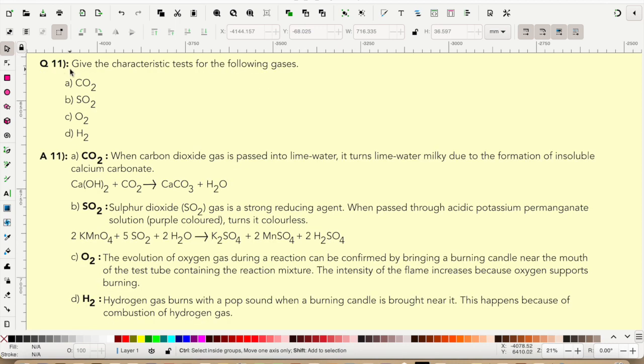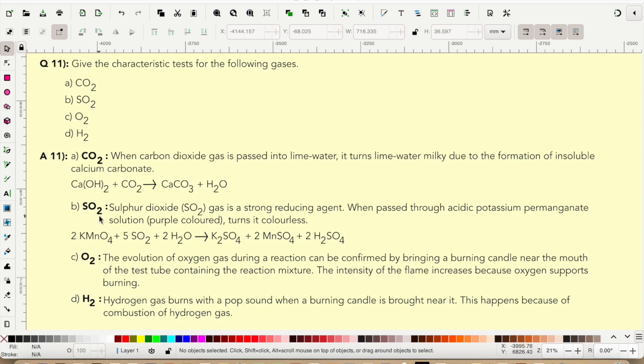Question number 11. Give the characteristic tests for the following gases: CO2, SO2, O2 and H2. First one is carbon dioxide. When carbon dioxide gas is passed into lime water, it turns lime water milky due to the formation of insoluble calcium carbonate, and the reaction is given by Ca(OH)2 plus CO2 makes CaCO3 plus H2O.